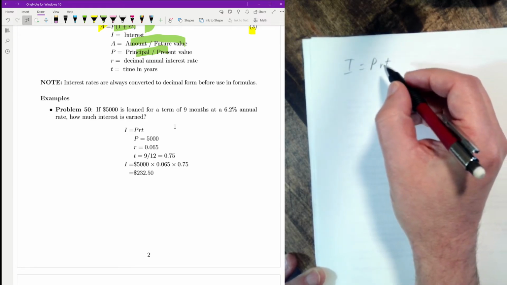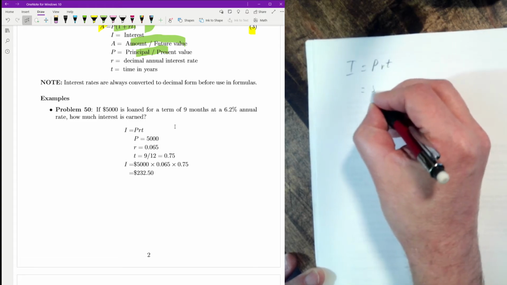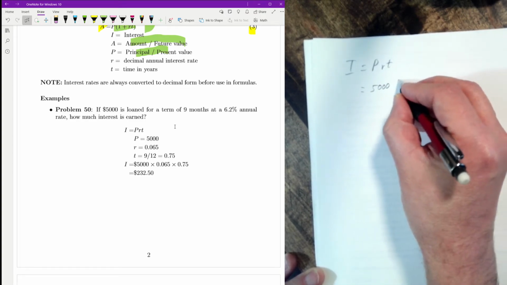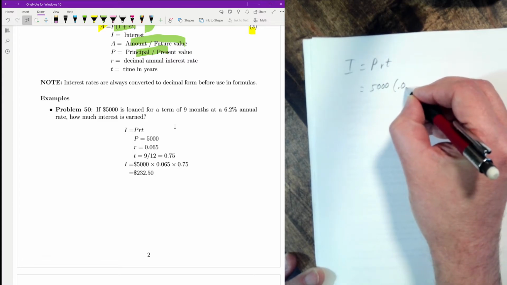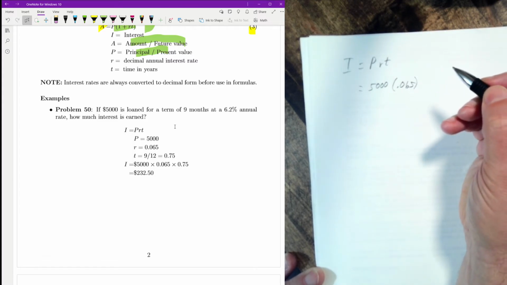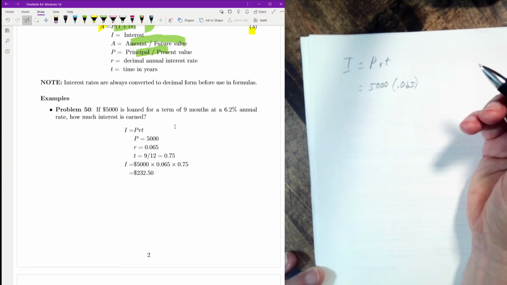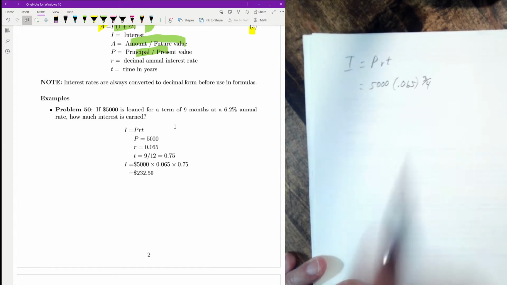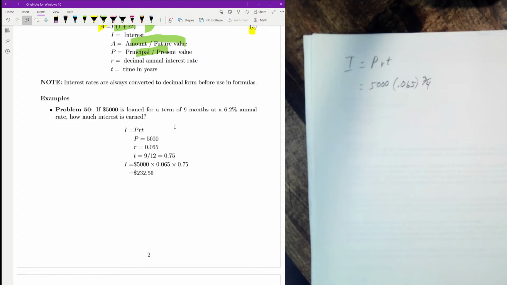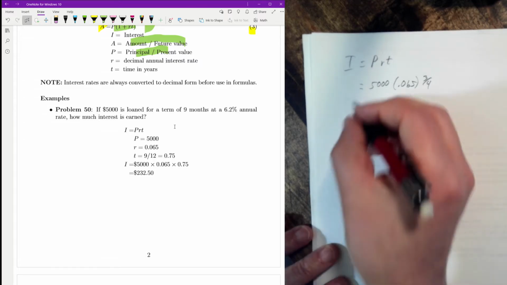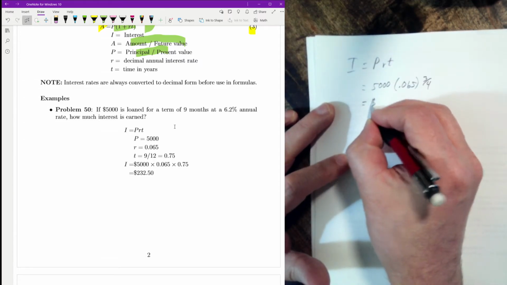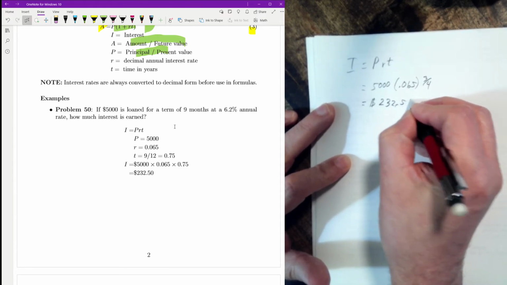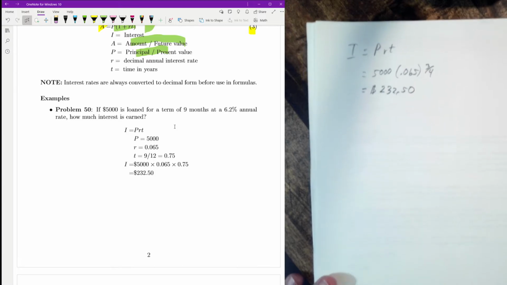The values that we're starting with are 5,000. We convert all of our interest rates to decimal right off, so 0.065, and 9 months is 3/4 of a year. So times 3 over 4. Remember, T is in terms of years. 9 months is 9 divided by 12. Doing the calculations, we end up with 232.50. Like I said, it's a pretty basic application of it.